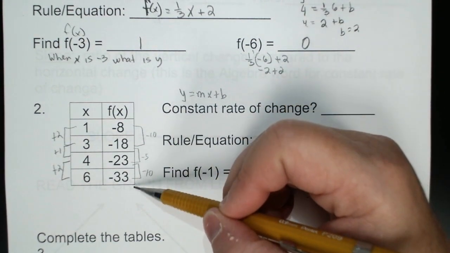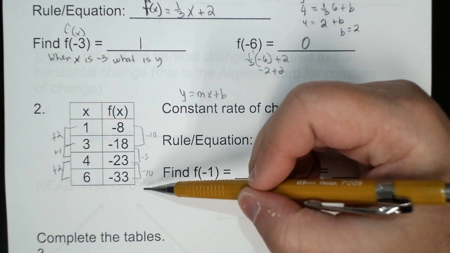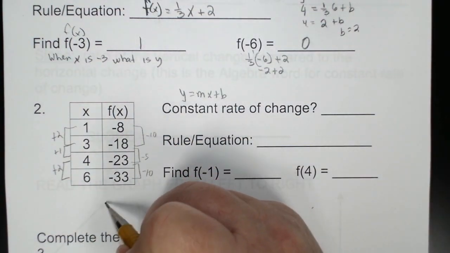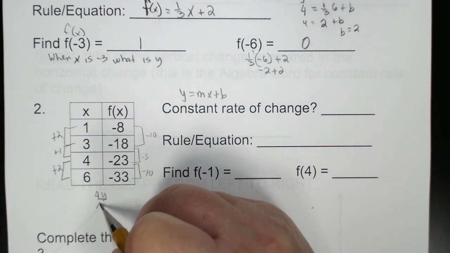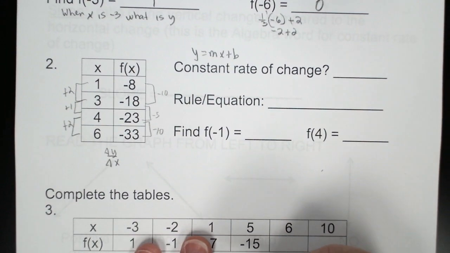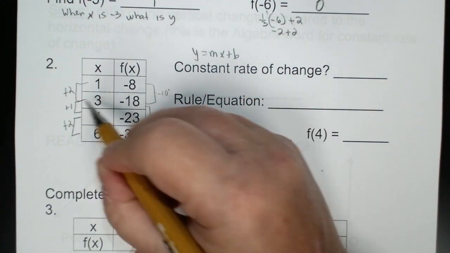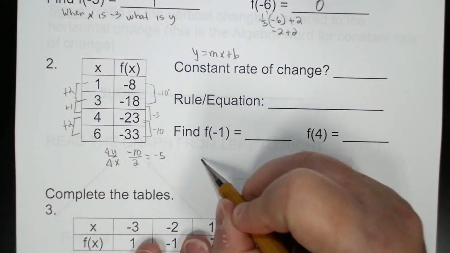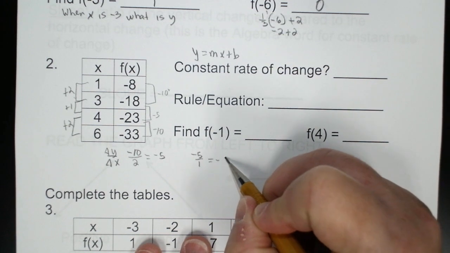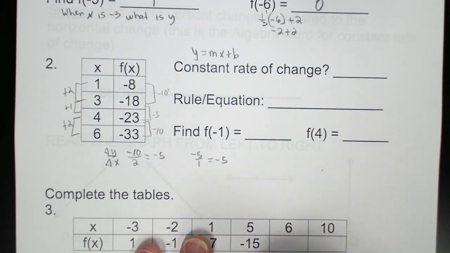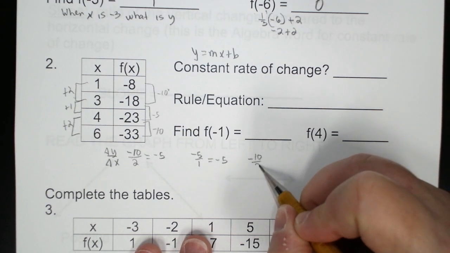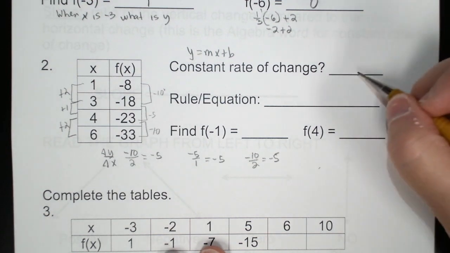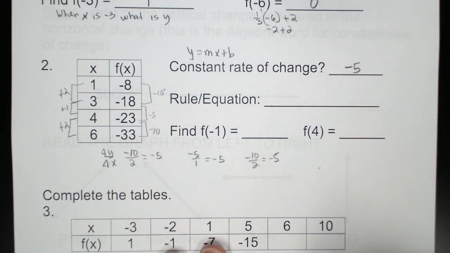Now, you can go down and go down. You can go up, you can go up, you cannot go around. Okay, so then it's my change of y over my change of x. So it's negative 10 over 2, which is negative 5. It's negative 5 over 1, which is negative 5. It is negative 10 over 2, which is negative 5. So my constant rate of change, what happened every time, is it was negative 5.